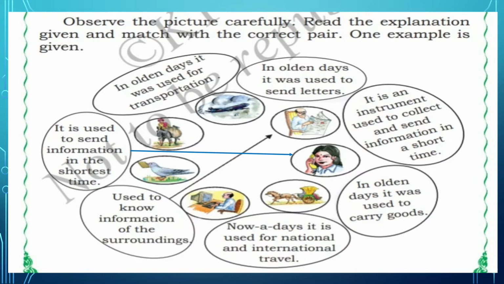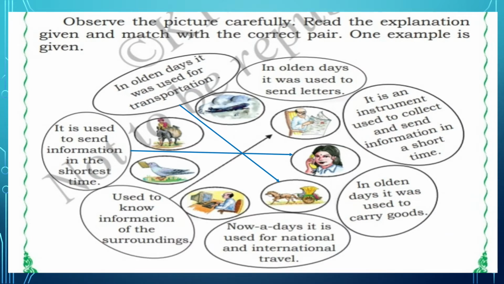Next explanation is, in olden days it was used for transportation. In olden days, what were the things used for transportation? In these pictures, it was like bullock carts, horse cart or camel cart. Here they have given a horse cart. So in olden days, the horse cart was the transportation mode, or the transportation vehicle, we can say.